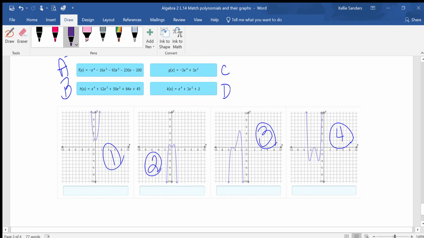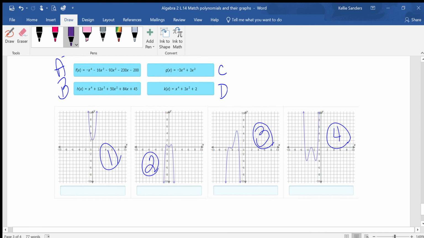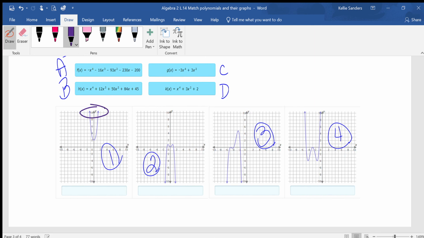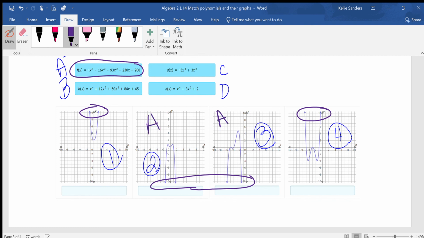Okay, looking for differences. This is a positive odd. That's a positive odd. I'm sorry, those are both positive evens. These two are both negative evens. So this is a negative even, so it could be either A or A. This is a negative even, so this could be C or C. So this is either going to be B or D. This is going to be B or D. Okay. Alright, what else do we have?